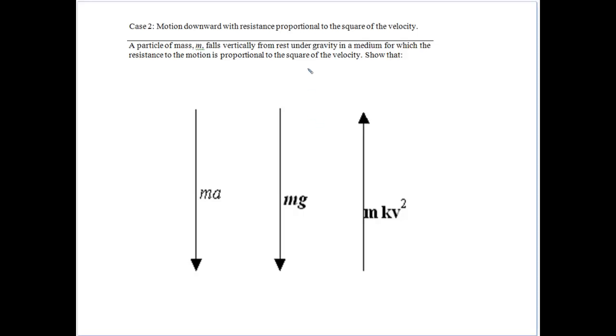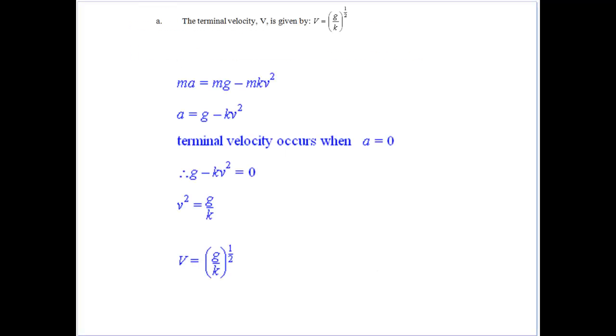Now we have a situation where our motion is downward, and our resistance is proportional to the square of the velocity. Our motion's downwards, and we know that gravity is acting downwards, but our resistance is proportional to the square of the velocity. So that's what we're looking at. First we want to look at getting our terminal velocity, and we get this expression.